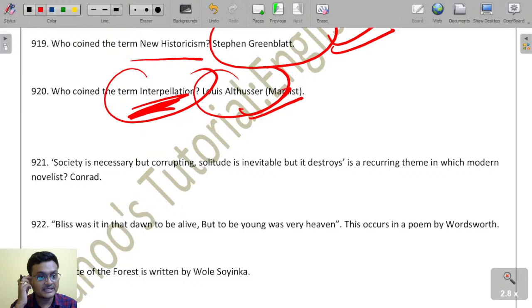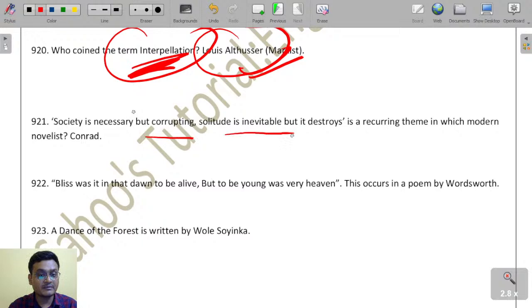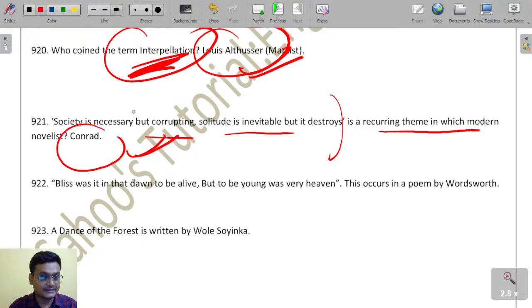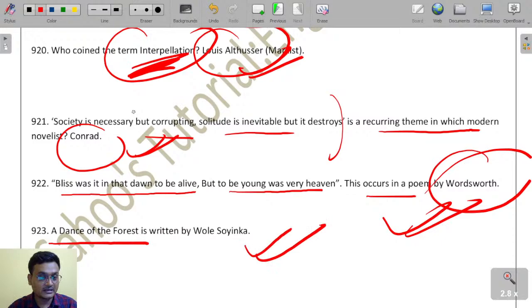Society is necessary but corrupting, solitude is inevitable but destructive. It is a recurring theme in which modern novelist? Conrad. Bliss was it in that dawn to be alive, but to be young was very heaven. This occurs in the poems of Wordsworth. A Dance of the Forest is a work by Wole Soyinka.